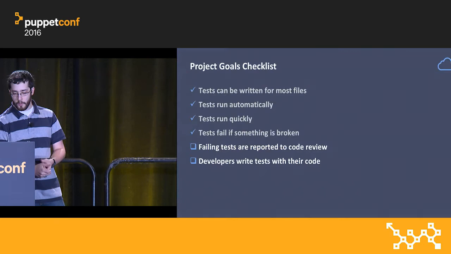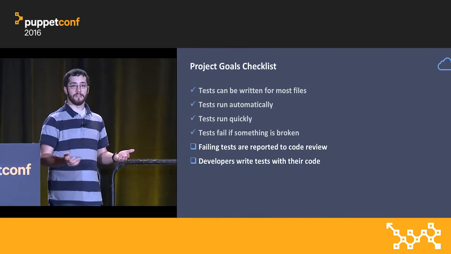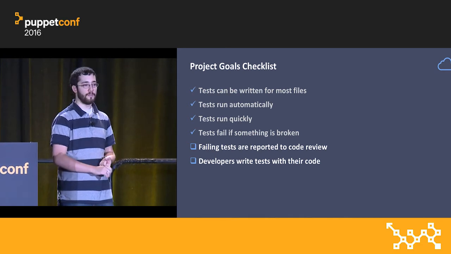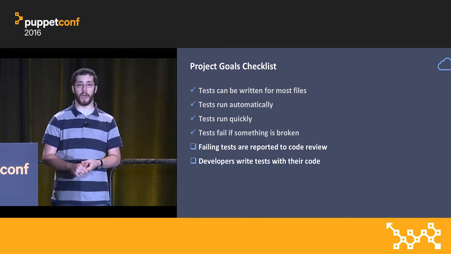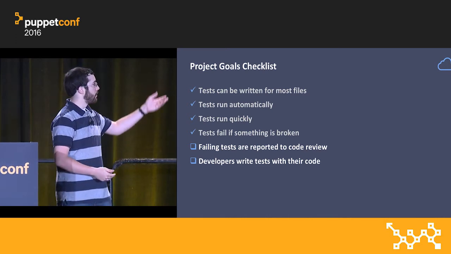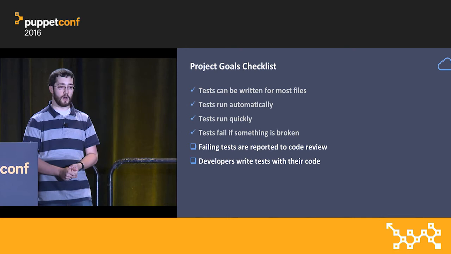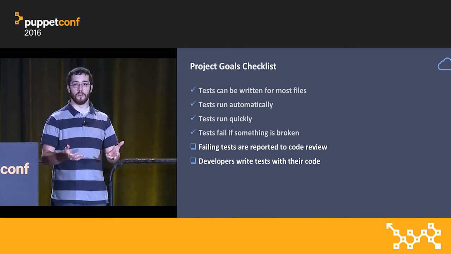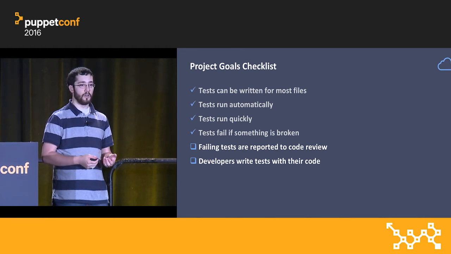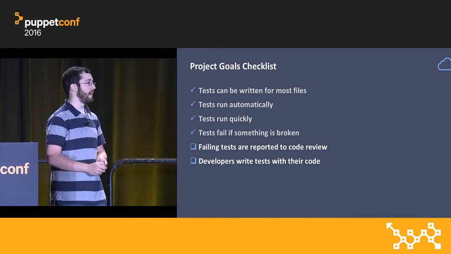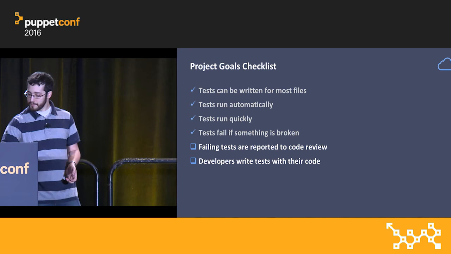What we're happy to report is that even though the project isn't 100% complete, a lot of the very technical roadblocks have been solved. The remaining problems that we have are mostly just we need to get resourcing to finish the project. But we were happy to see that our tests could run quickly and automatically, and we could write tests for most files. And just in general, that this unit testing technology, which was mainly created for well-designed components, could also be used on a larger scale for your Puppet monolith.